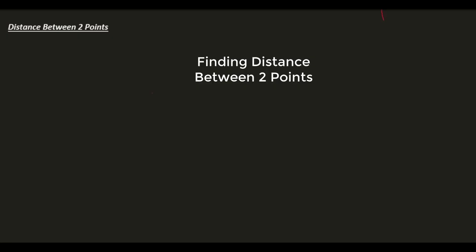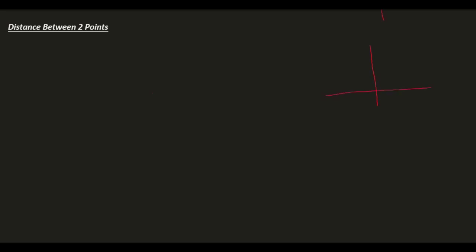In this video we are going to find out the distance between any two given coordinates. For example, if this is my axis, let's label it 1 2 3, 1 2 3, and then -1 -2 -3, and same on the negative axis, -1 -2 and -3.